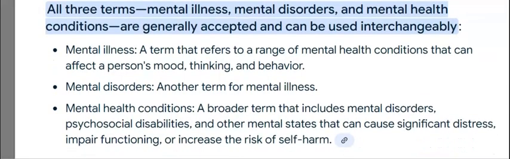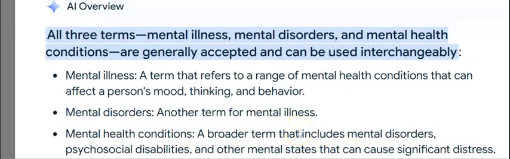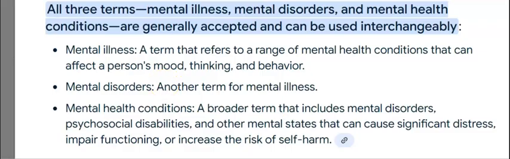I oftentimes see students that are talking about mental health, but yet they're talking about depression, anxiety, bipolar, schizophrenia. That's not talking about mental health in a positive way. That is a condition, a disorder, or an illness of mental health. So just make sure that you're looking at the terms and using them accurately. That's just the first thing that I've picked up on in reading other students' posts on mental illness, is that oftentimes students just say mental health, but yet then they talk about mental illness.